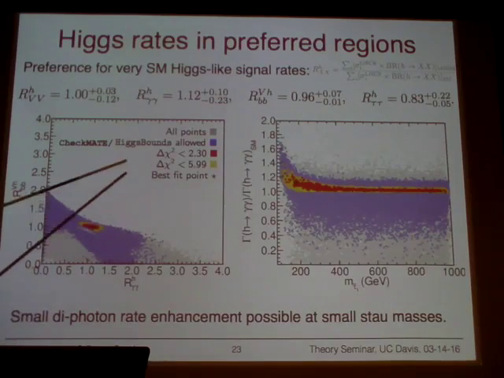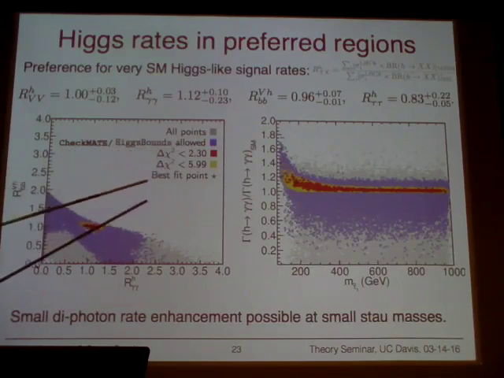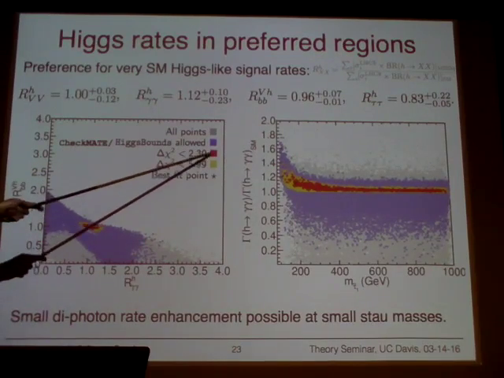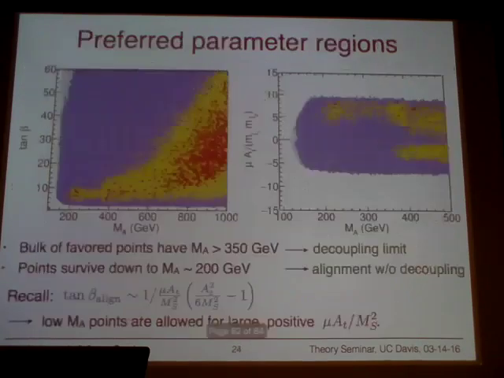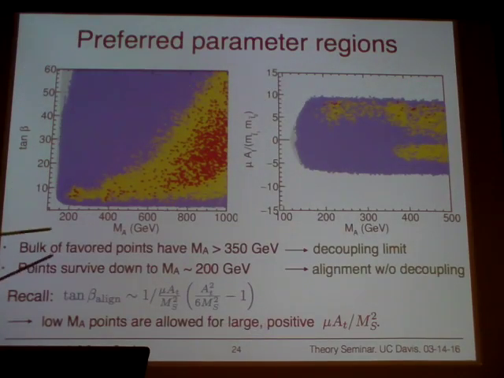So let me explain a little bit this color coding. All these blue points are allowed by HiggsBounds and CheckMATE, so they pass the exclusion limits. In red and yellow, we indicate the most favorable points from the chi-square. Okay, so let's have a look at this M_A and tan beta plane. You see that most of the points are found in the decoupling limit. It's not very surprising. But you also see that some of these points survive to M_A values down to 200 GeV.